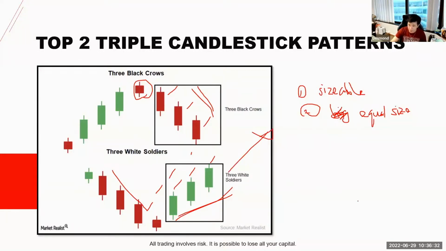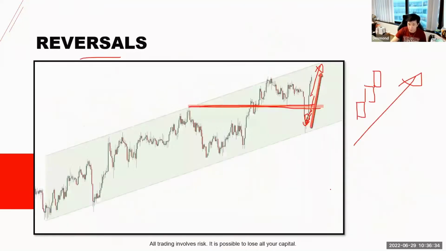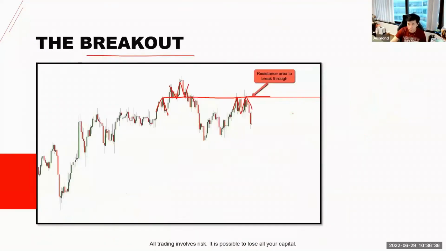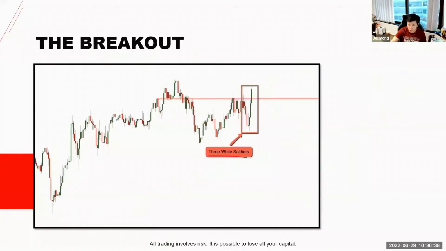At the same time, in our example over here, you can see that three white soldiers can happen. It can also lead to the three white soldiers breaking a resistance level, and it gives you a much higher chance that price might work out quite nicely in your favor. It might continue to rise quite nicely in the direction that the three white soldiers are marching.